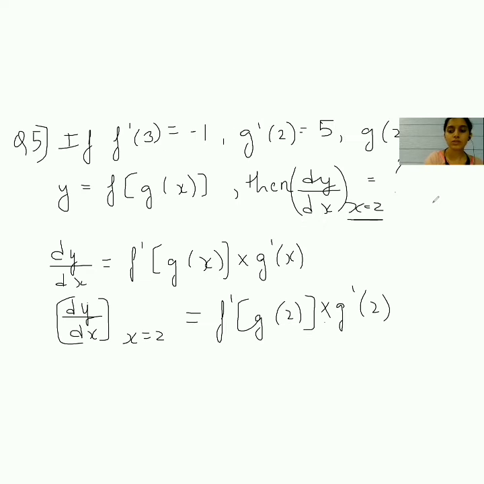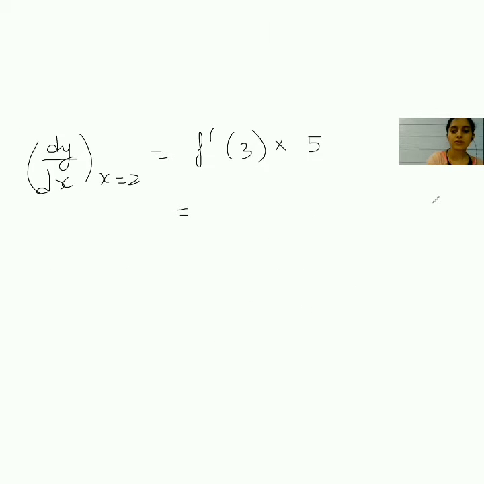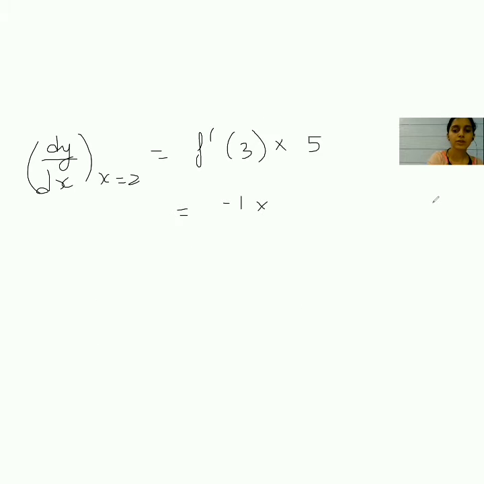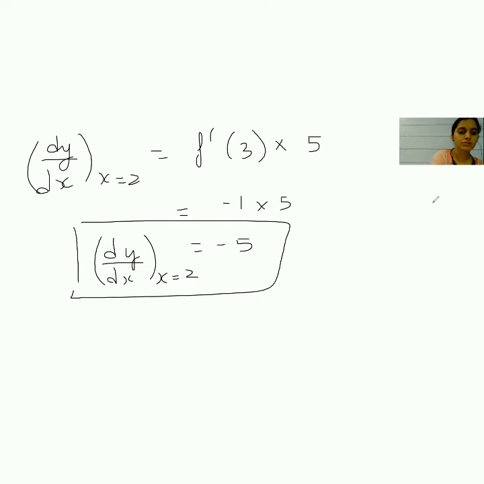G of 2 is 3, right. What is f dash of 3? They have given to us as minus 1. So minus 1 multiplied by 5. Answer is minus 5 for dy by dx at x equal to 2. Right. So this was pretty simple. Directly substitute the values they have given.